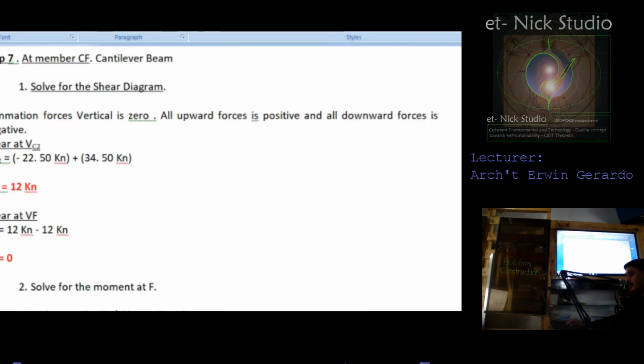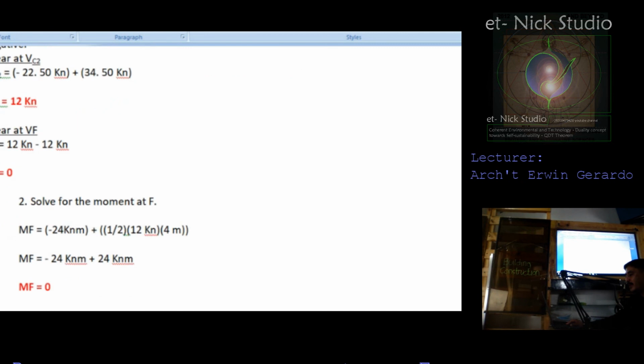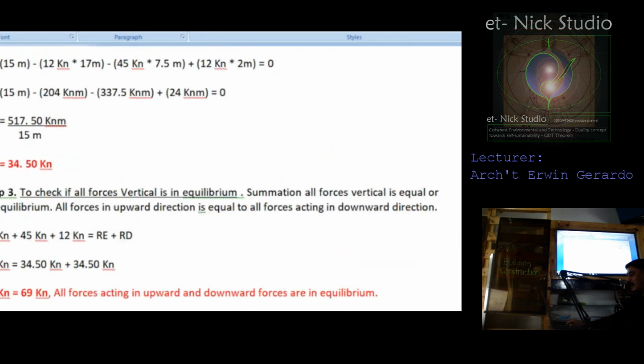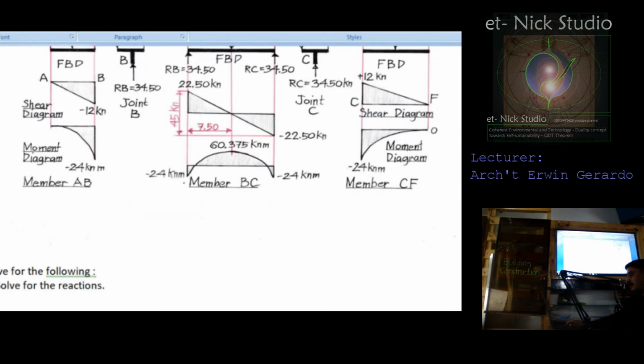Okay, so solve for the moment at F. Are we able to arrive at the moment of F equal to 0? Take note, MF is negative 24 kilonewton meter plus 1/2 times 12 times 4 meters. So we have negative 24 plus 24, which is equivalent to 0. So this is how the solution explains why we were able to attain 0 moment.